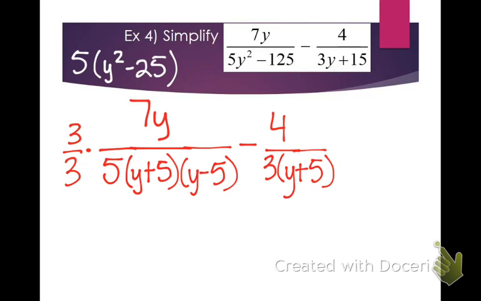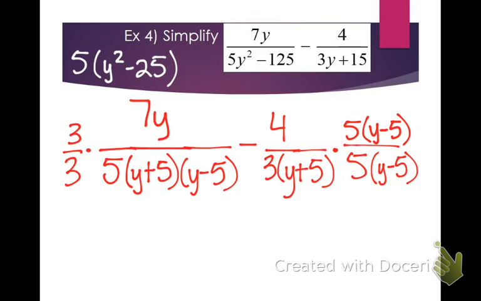What is the second one missing that the first one has? Y minus 5. What else? A 5. This one's got a 5 and a y minus 5. This second one doesn't have either of those. So we have to multiply by 5 times y minus 5 on the top and the bottom. Questions, concerns about how we figured out what to multiply by?